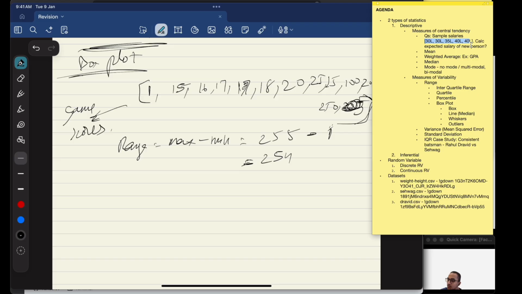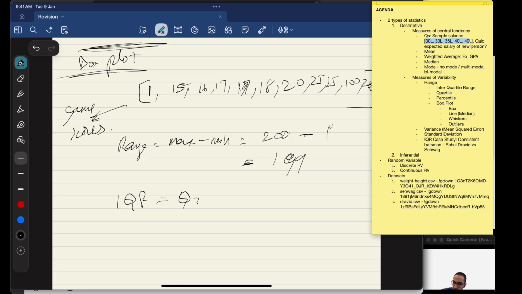Actually, let's remove 255. Let's keep 250. So 250 minus 1, 249. Well, let's remove 250 as well. Let's keep 100 and 200. So this will be 200 minus 1, 199. Right? Now, if I want to find out the correct range, I need to find out the IQR, right?